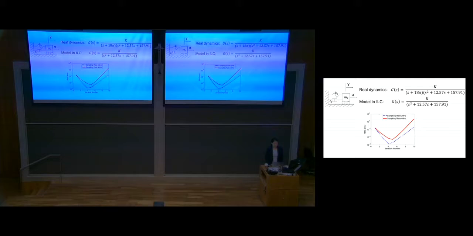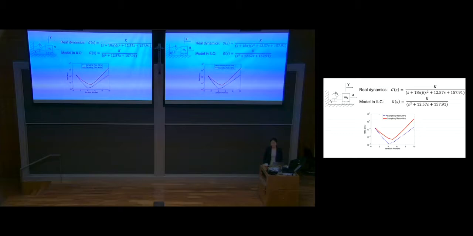Here's what happens. When we use a model without the high frequency pole, the tracking errors are decreased at the first few iterations. Those are the errors related to the low frequency dynamics. But the high frequency dynamics will give us errors that will be accumulated across iterations during learning. And those errors will show up and increase in the end. That means our ILC doesn't work anymore in this case.